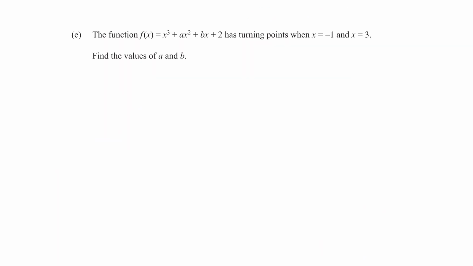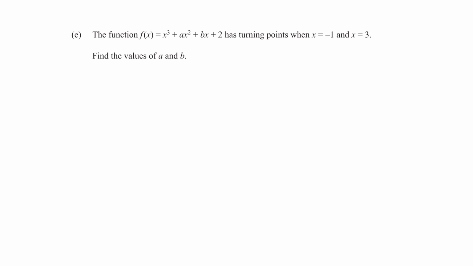Hi guys, so let's move on to our last question, which is question number 1e. The question goes like, the function f of x is equal to x cubed plus ax squared plus bx plus 2, and has a turning point when x is equal to minus 1 and when x is equal to 3. Find the values of a and b.